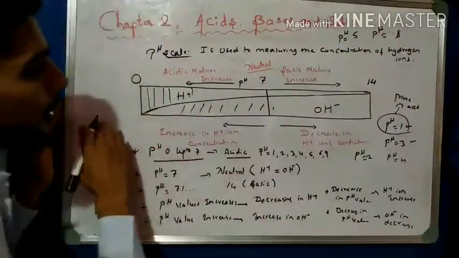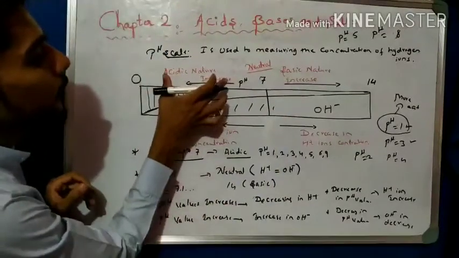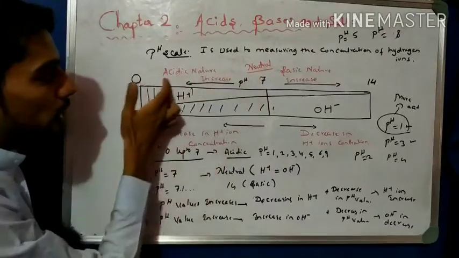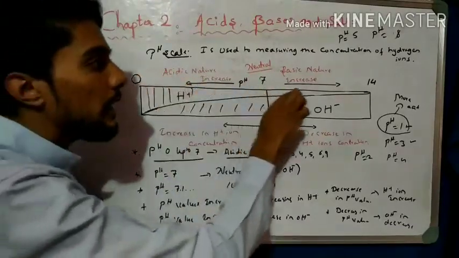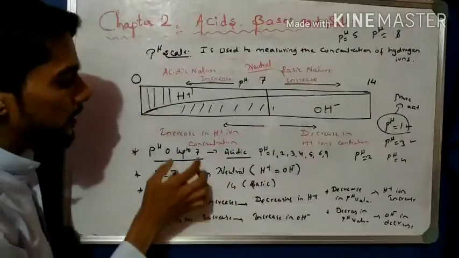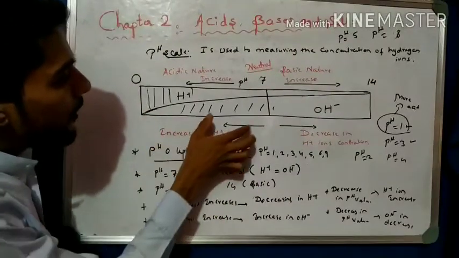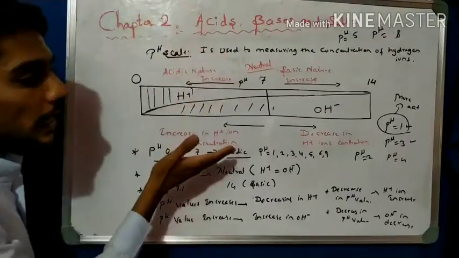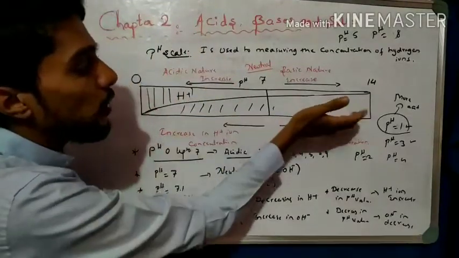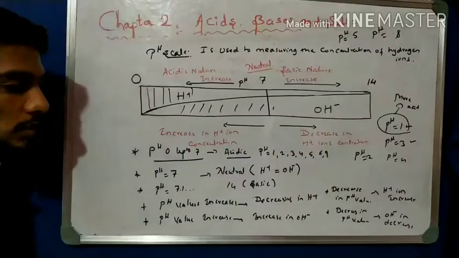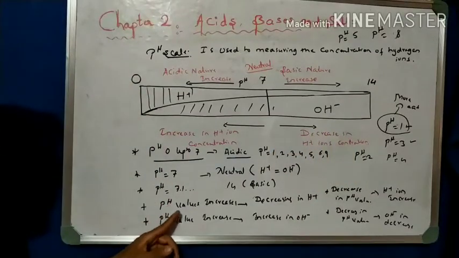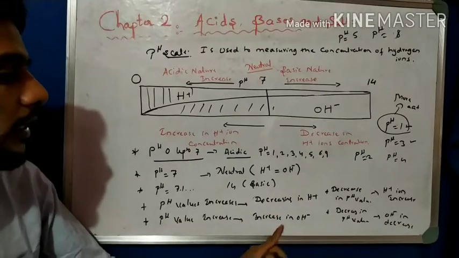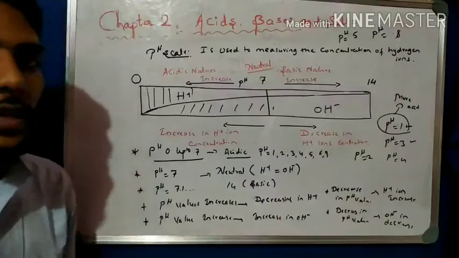So draw this diagram and carefully observe all the important terms given here. Decrease the pH value, acidic property increases; increase the pH value, basic property increases. Again, come to another one. Increasing the pH value means decreasing the concentration of H plus ions. So all the information is right here: pH value increases, H plus ions decrease; pH value increases, OH minus ions increase. All the information is given here.